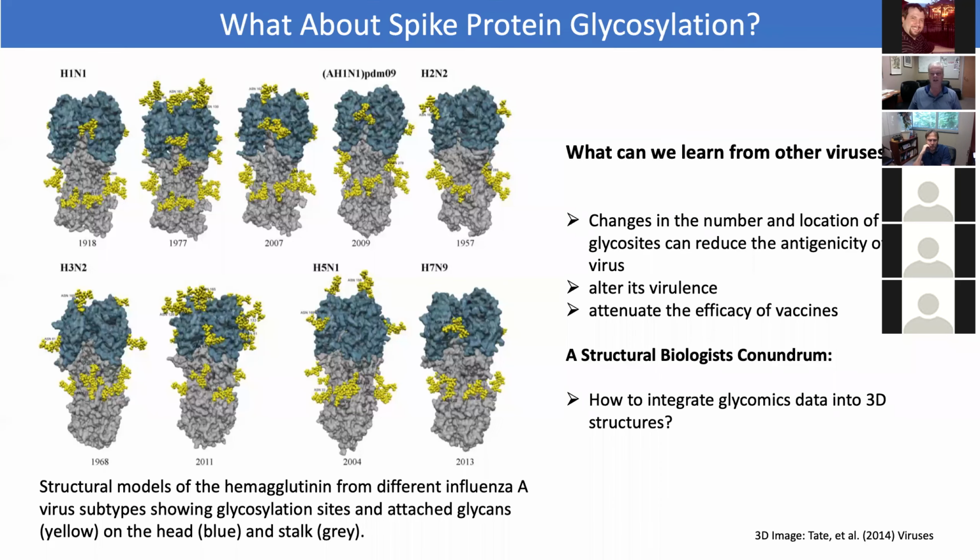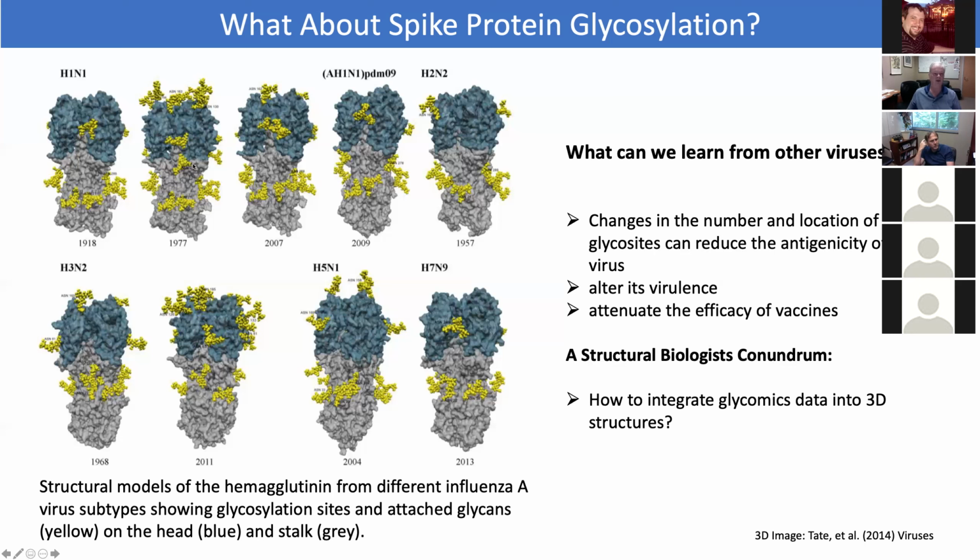Before we get to SARS, though, there have been a lot of other viruses studied, and one of the things we can learn from this is how glycosylation varies in general among viruses. What we see here are hemagglutinins, which you could call the spike protein, if you will, from influenza A, various subtypes, showing the glycosylation positions as yellow balls being the glycans, varying as a function of the year or the strain of the hemagglutinins. From studies like this, we've learned that changes in either the density of the glycan, so the number of glycosites, or their positions on the surface can alter the virulence of the virus and can attenuate the efficacy of vaccines.